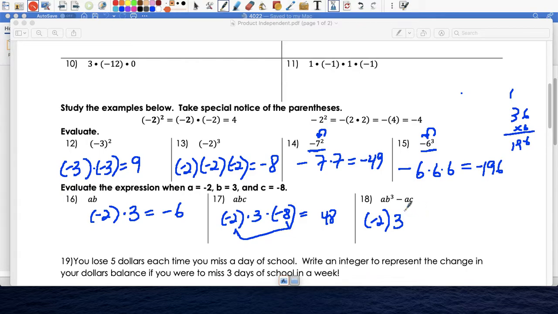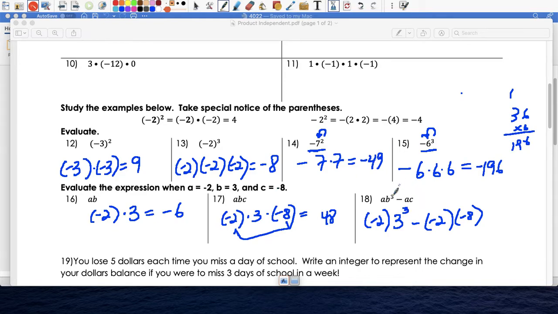I have to put it in parentheses to the third power. Minus A, which is negative 2, times C, which is negative 8. So that's the expression with its replacement, replacing it with the given value.